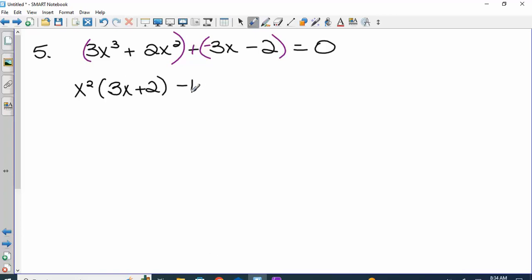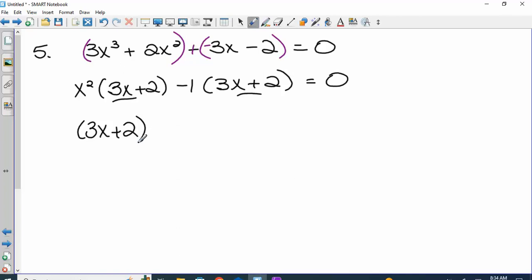Negative 1, and then we get 3x plus 2. The reason we took out the negative is because we want these parentheses to be the same. So now they both have the 3x plus 2, so we can take that out. What are we left with? x squared minus 1. And x squared minus 1 is the difference of squares, so x plus 1, x minus 1.